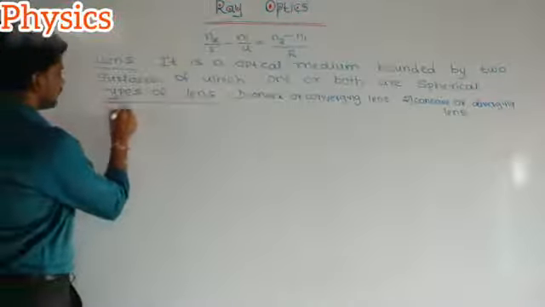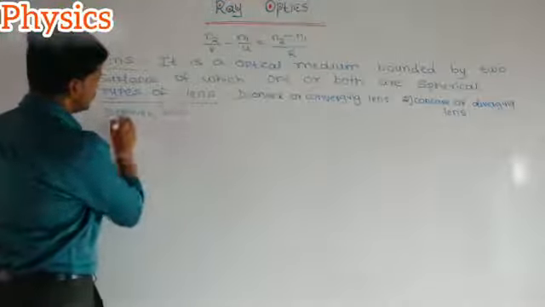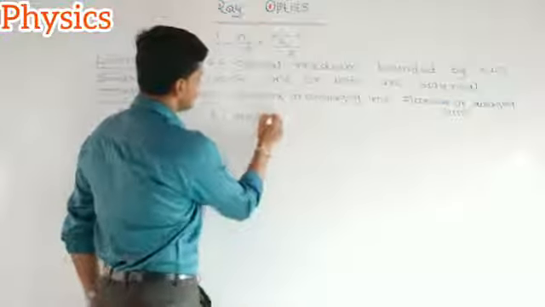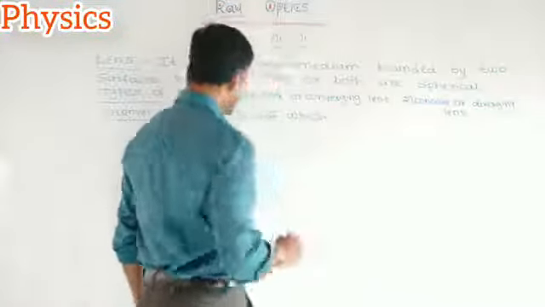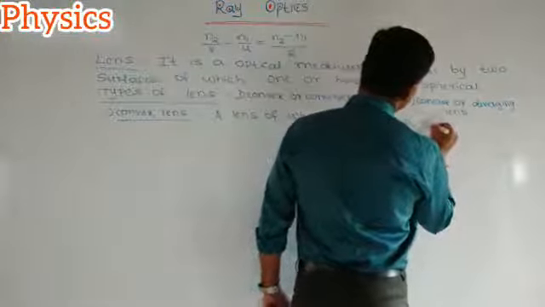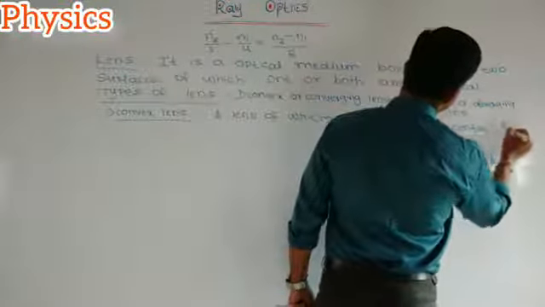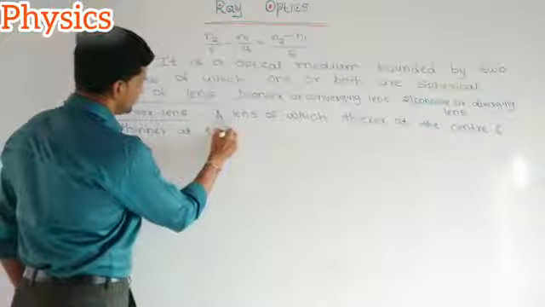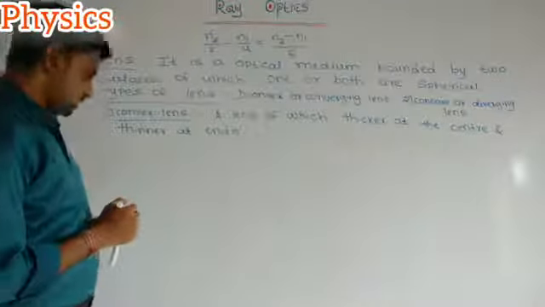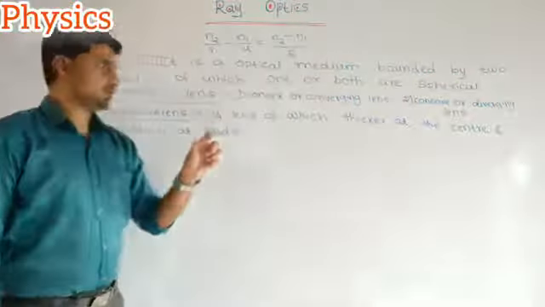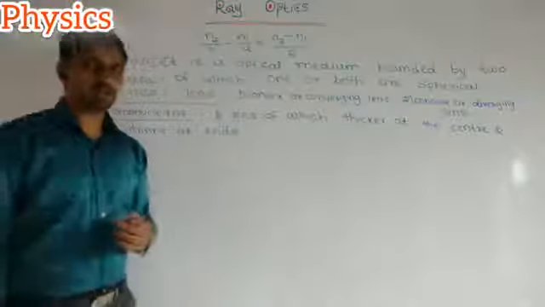The first one is the convex lens. Then what do you mean by convex lens? A convex lens is a lens which is thicker at the center and thinner at the ends. In the case of a convex lens, it is thicker at the center. The thicker part is the center and the thinner part is its end. Then that type of lens is called a convex lens.